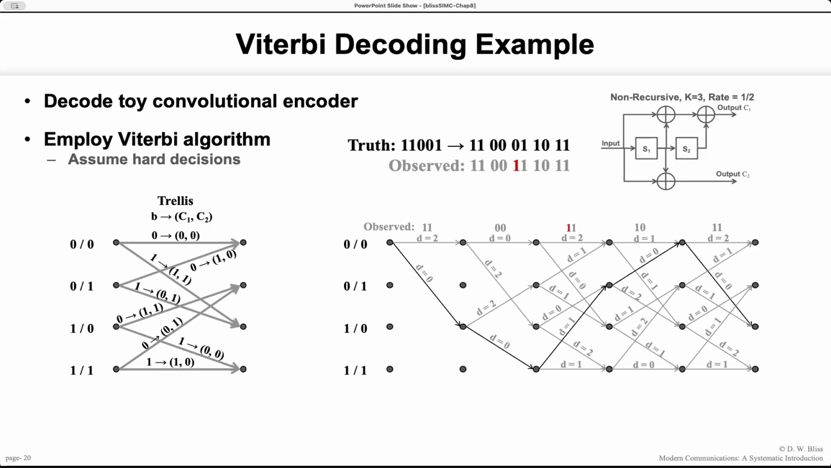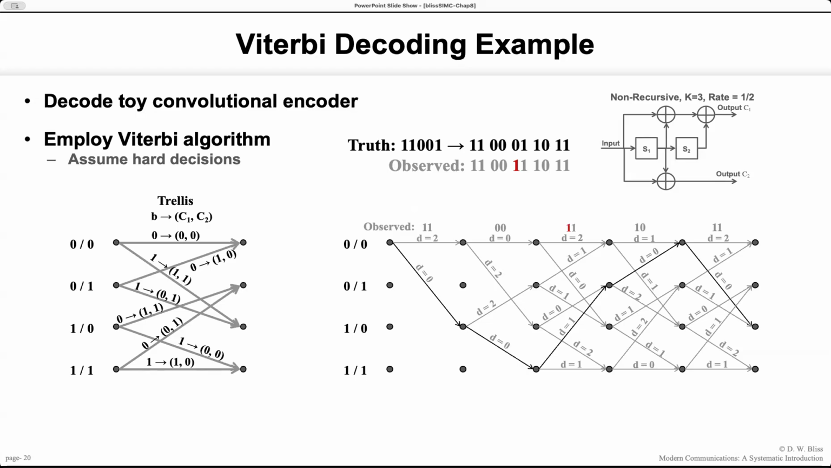On the other hand, we observed a 1, 1, and if we followed the state transition from 0, 0 to 1, 0, then we get a Hamming distance between the observed coded bits and the coded bits going down that path of 0. Well, that's a good sign. However, we don't make any decisions. We're going to follow all possible paths. All right, so now we could be in state 0, 0 or state 1, 0.